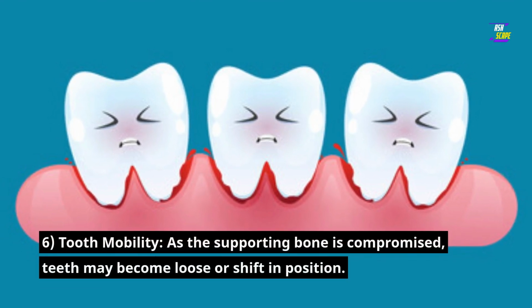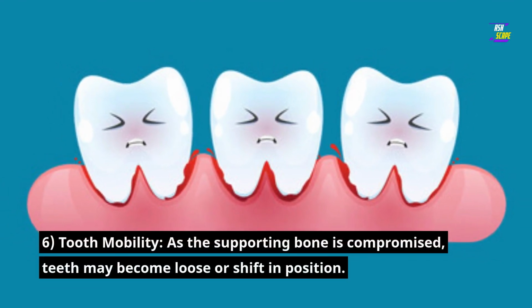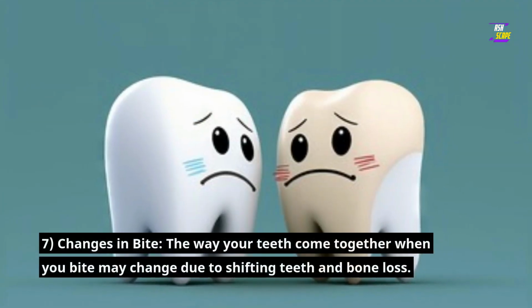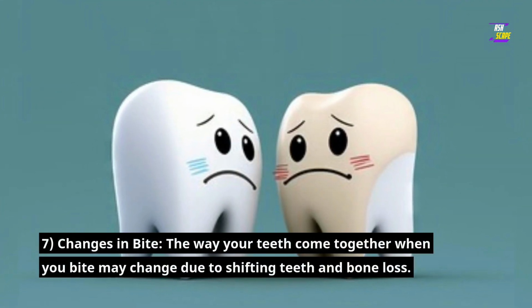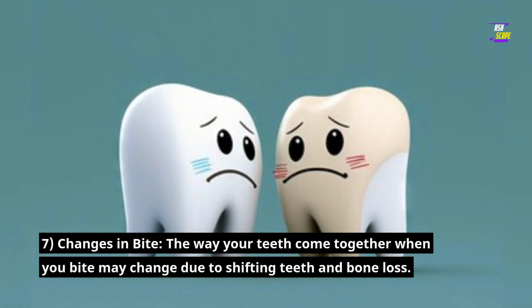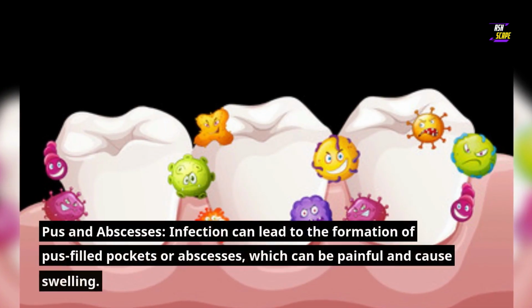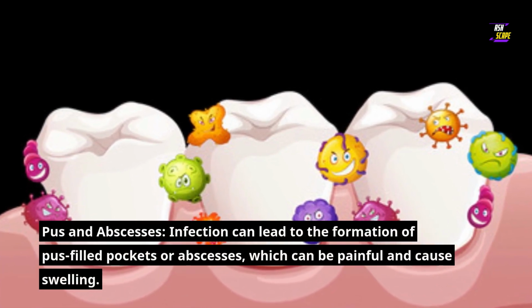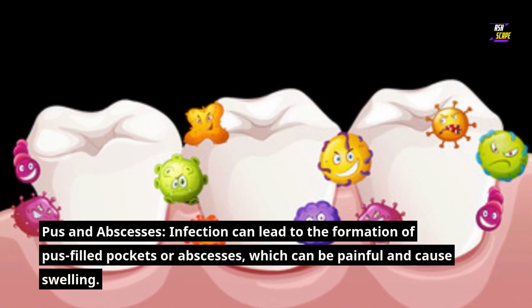6. Tooth mobility. As the supporting bone is compromised, teeth may become loose or shift in position. 7. Changes in bite. The way your teeth come together when you bite may change due to shifting teeth and bone loss. Pus and abscesses. Infection can lead to the formation of pus-filled pockets or abscesses, which can be painful and cause swelling.